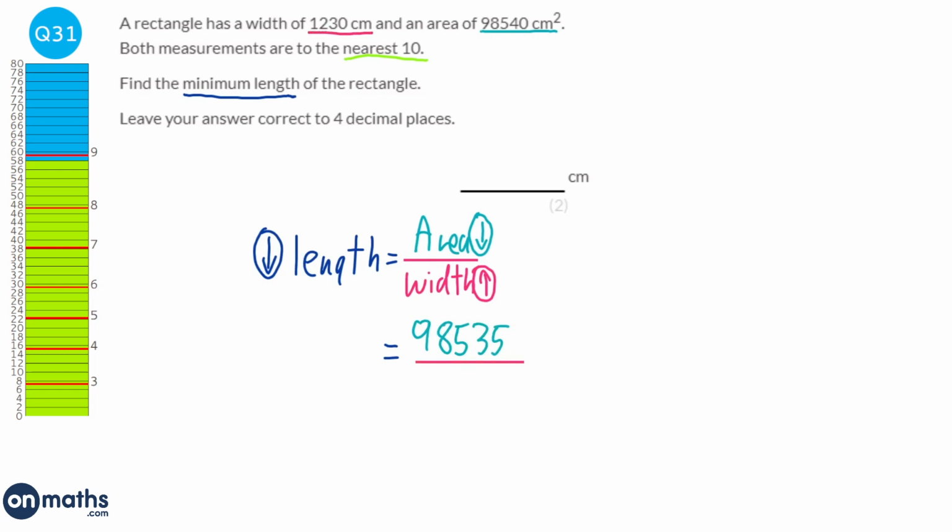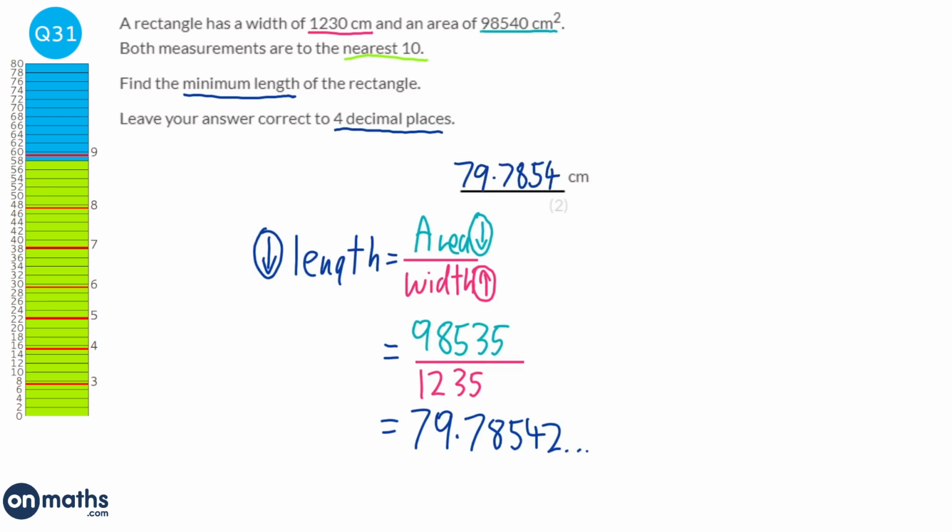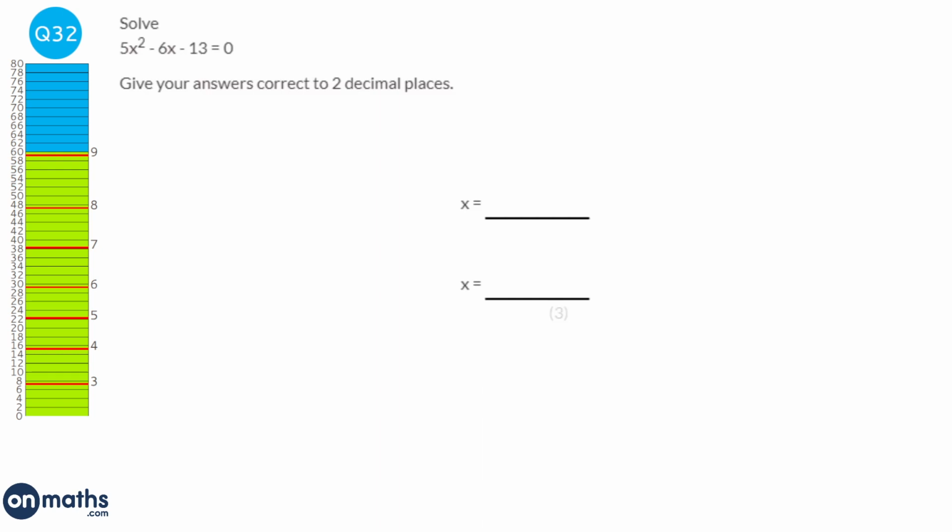we're going to do the same thing, half the accuracy, half of 10 is 5, but we're looking for the upper bound, we're looking for the biggest it can be. So we're going to add that on. And when you do that calculation, you get the answer of 79.78542, and so on. And it says it wants it to 4 decimal places. So we're going to do 79.7854.